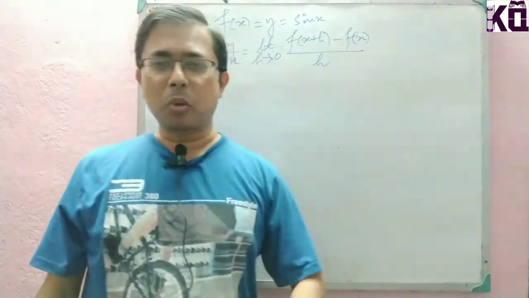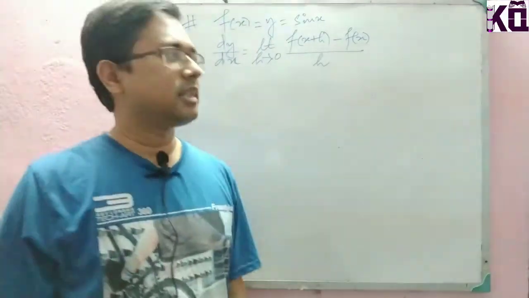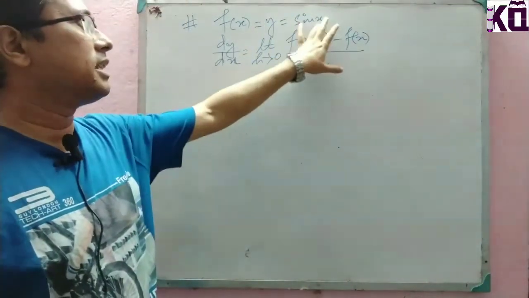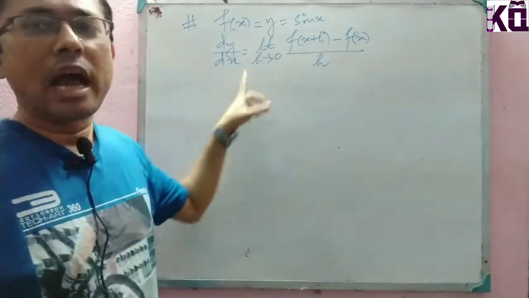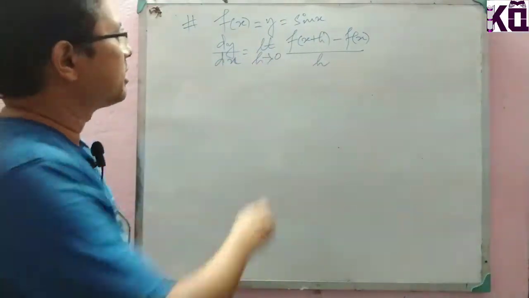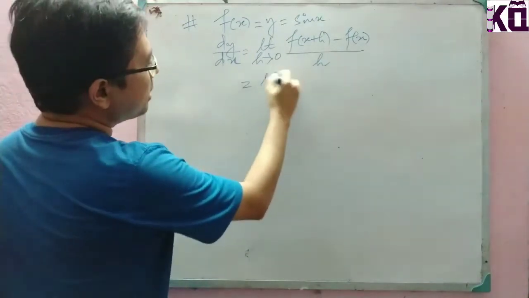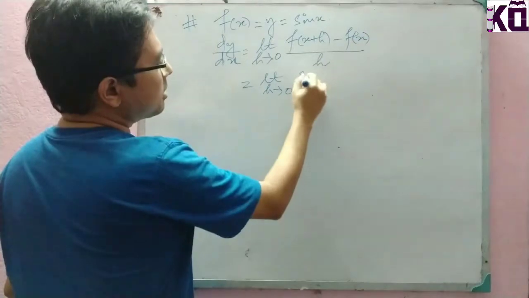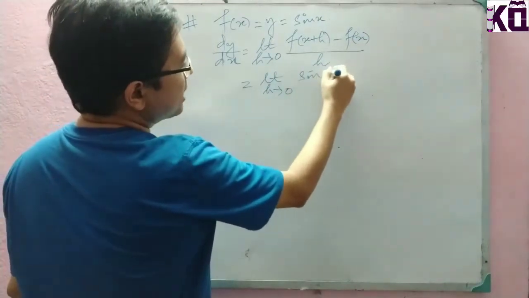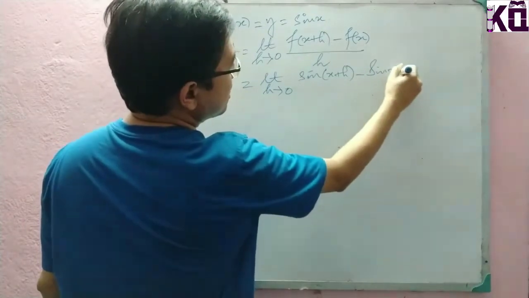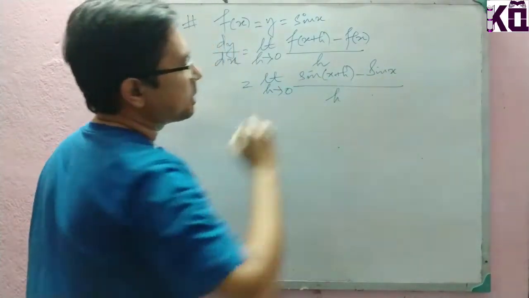Now there is another problem we are taking, that is f(x) = sin x. Okay, y = sin x. Now we want to identify again the value of dy/dx. How to identify this? The limit h tends to 0 of f(x + h), that becomes sin(x + h), minus f(x), which is sin x, whole divided by h.